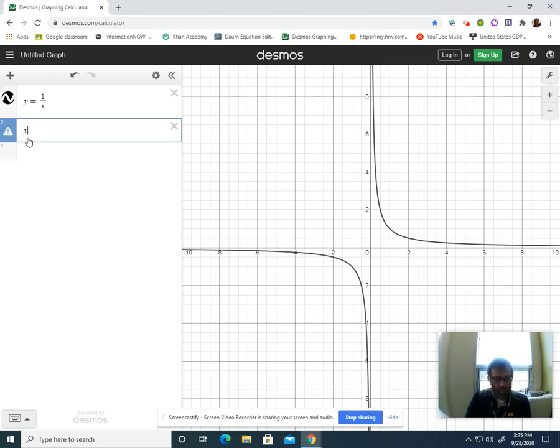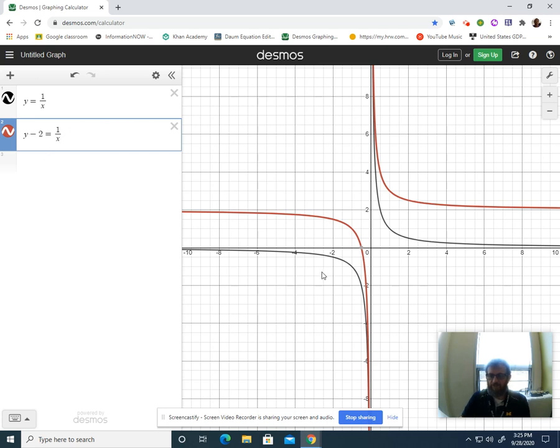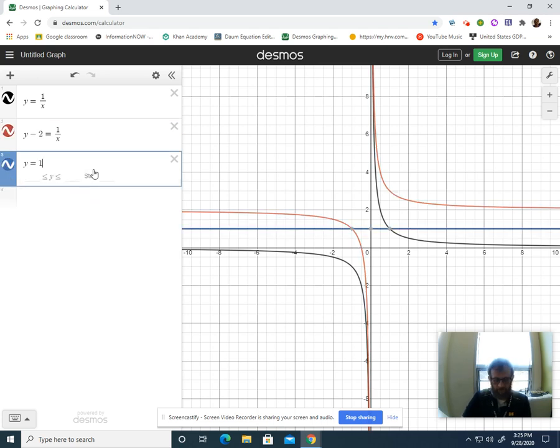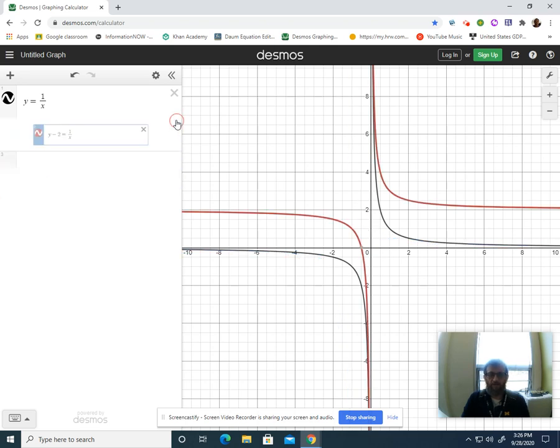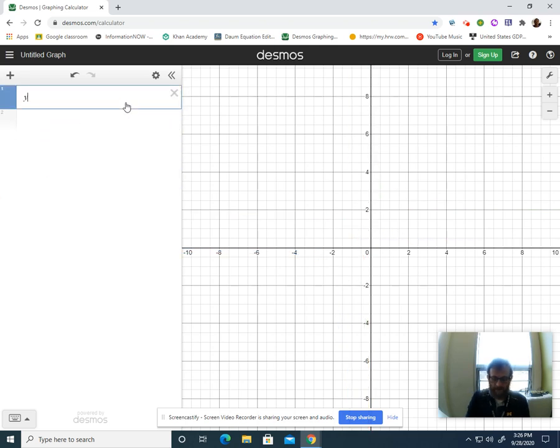If I do y minus 2 equals 1 divided by x, I've shifted the entire graph up 2 units. If I take y, now again, where you put the minus is important, it has to be down here on the bottom. I shifted the entire graph left 1 unit. So it doesn't matter what type of graph we're doing this to on the coordinate plane. You can make these same adjustments in all different types of graphs, and you end up with the same type of results. So now we're going to talk about the quadratic equation.